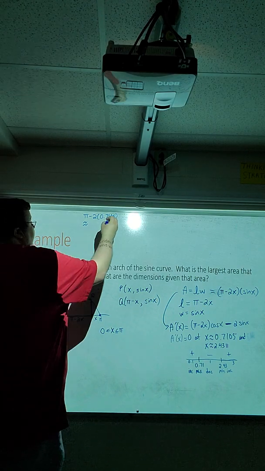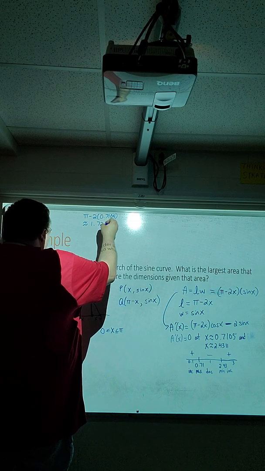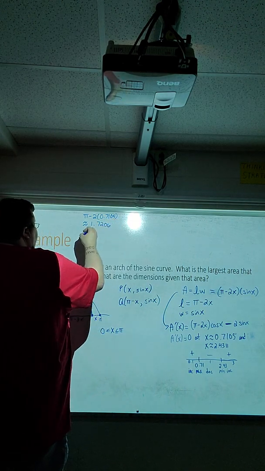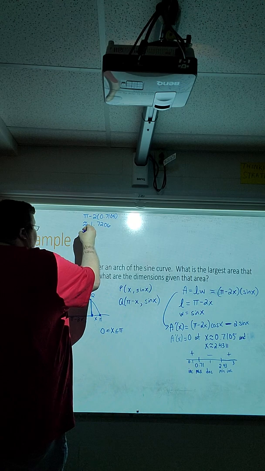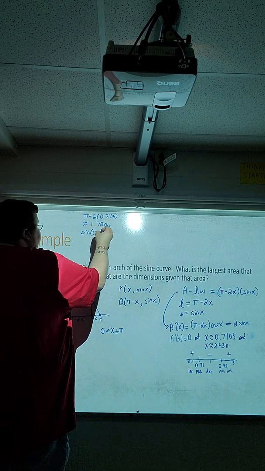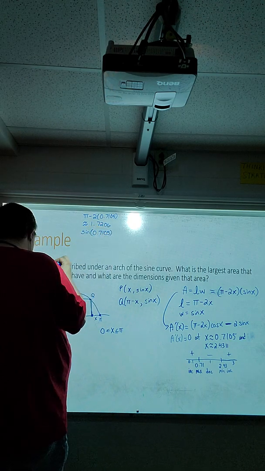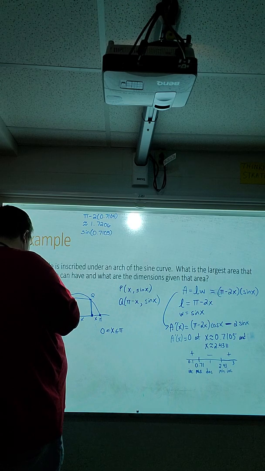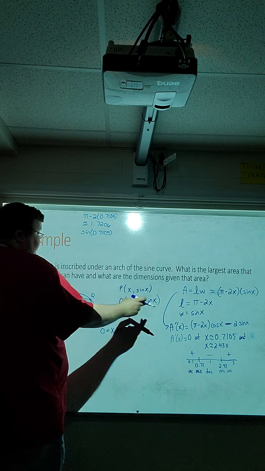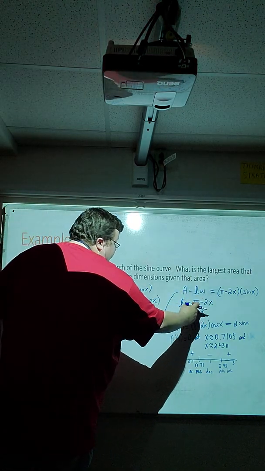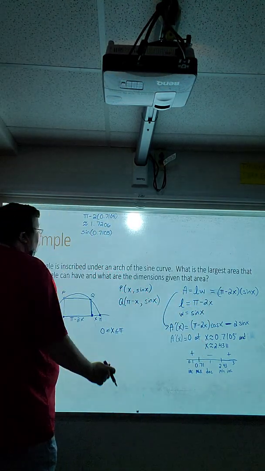We get approximately 1.7206, and then we also do sine of 0.7105. Because we're wanting to get those dimensions, our length and our width, all I'm doing is plugging the x value in for the length and the width.